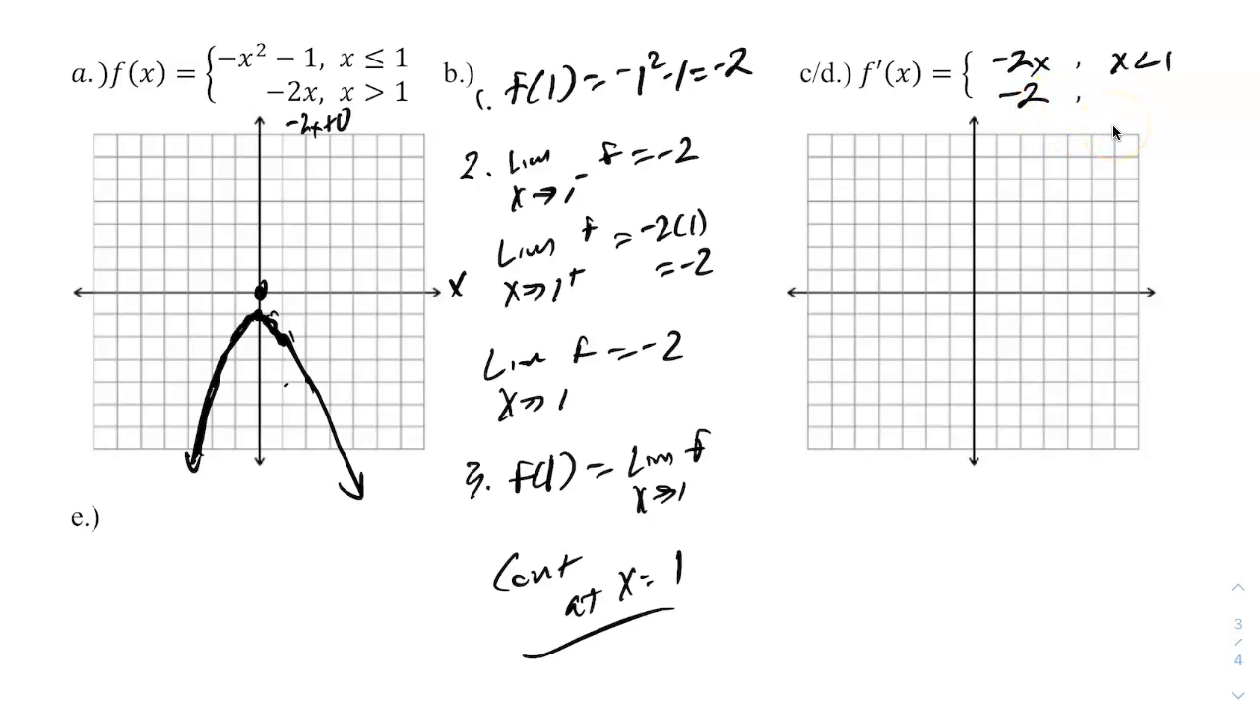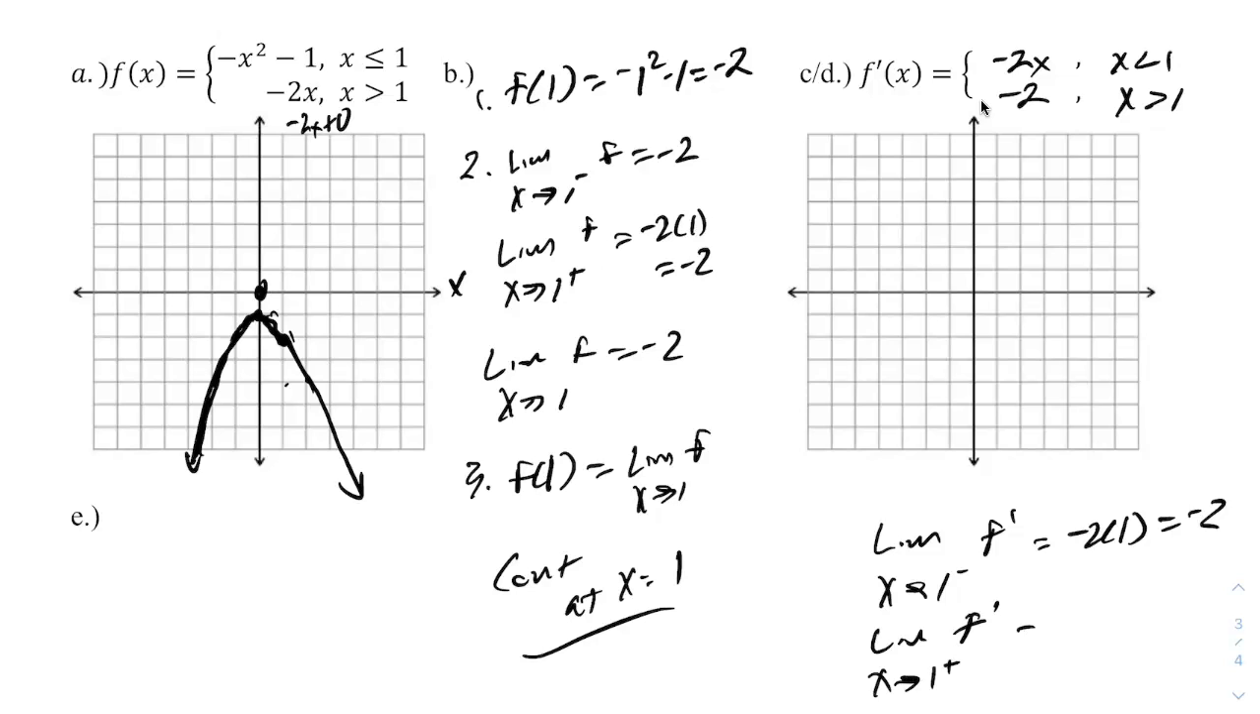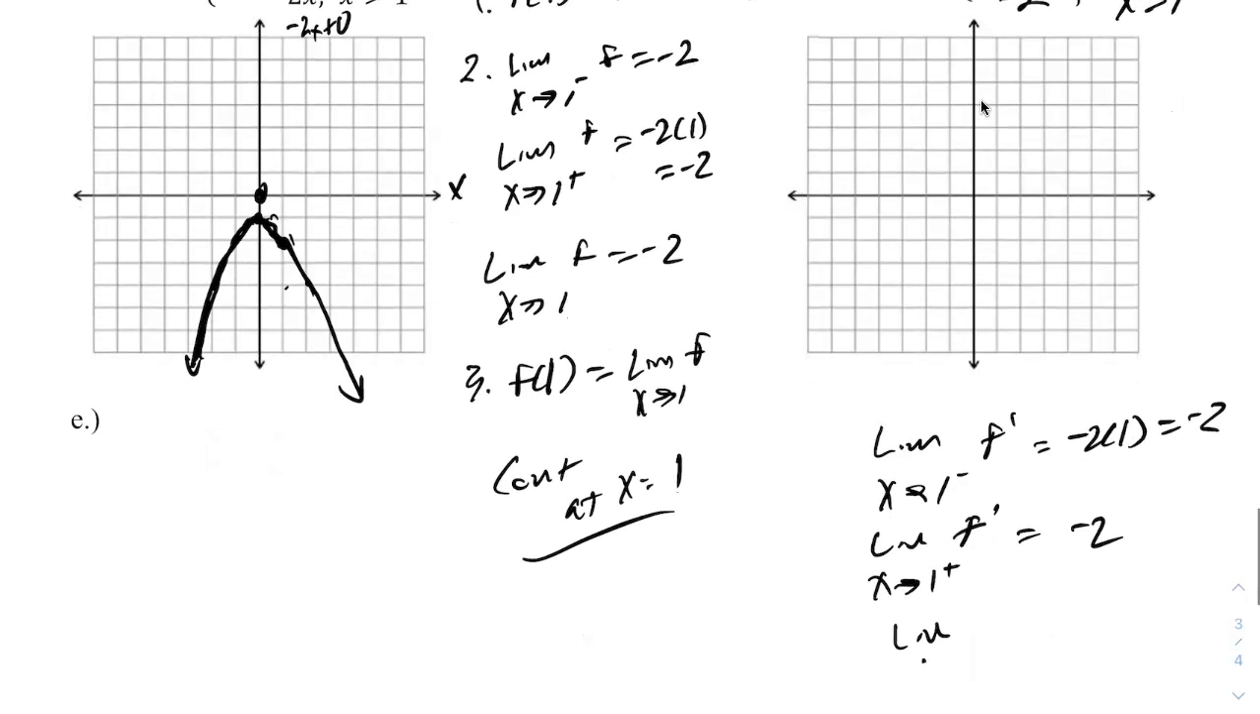And it does look like differentiable, right? If I plug in 1 there, it's gonna work, so it's gonna be good. Limit as x approaches 1 from the left of f prime is negative 2 times 1, which is negative 2. Limit as x approaches 1 from the right of f prime equals negative 2, so they match. So it's differentiable everywhere.